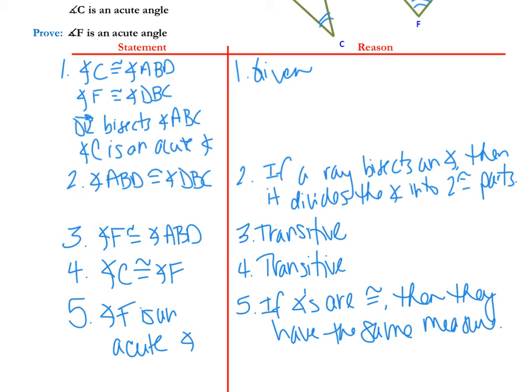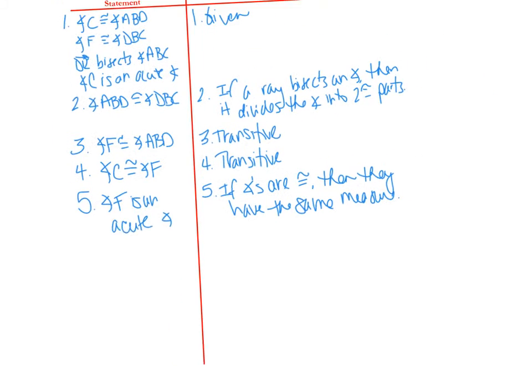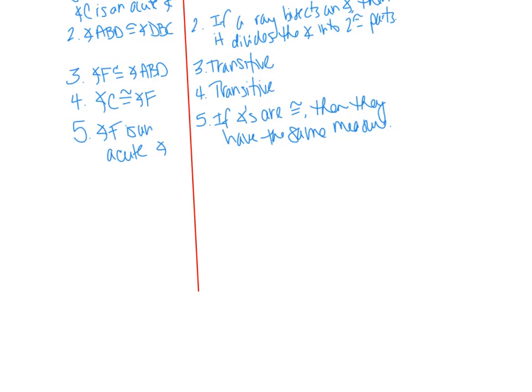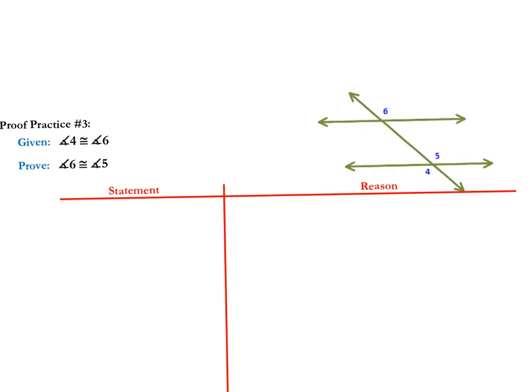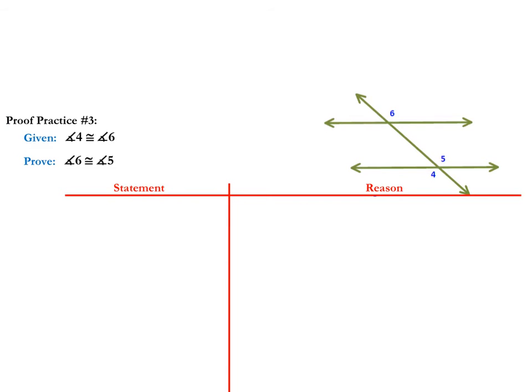All right. Now our next example is actually pretty quick. You'll like this one. Oops, on the next page. So we know that angle 4 is congruent to angle 6. That's a given.